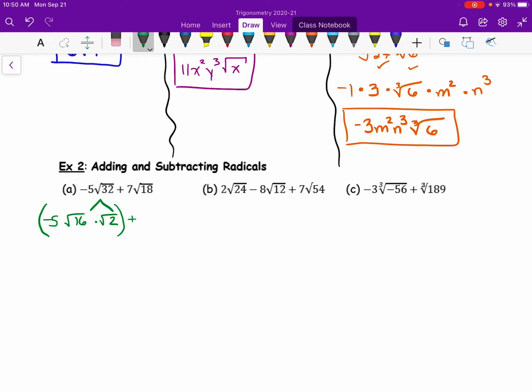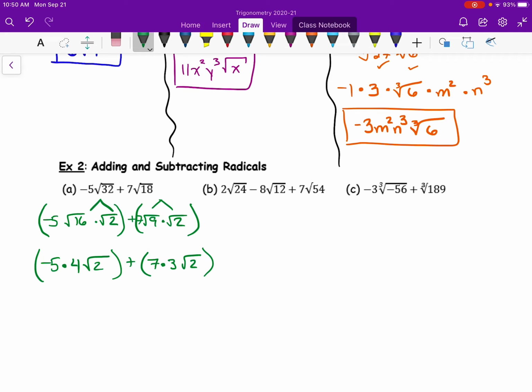Sorry, not happy with the way I'm writing it. Get 9 and 2. Square root, multiplication. 7's on the outside. So it looks like this right now. I'm going to work my way down. So negative 5 times the square root of 16, which is 4, times the square root of 2, plus, we got 9, so 7 times square root of 9, which is 3, square roots of 2.